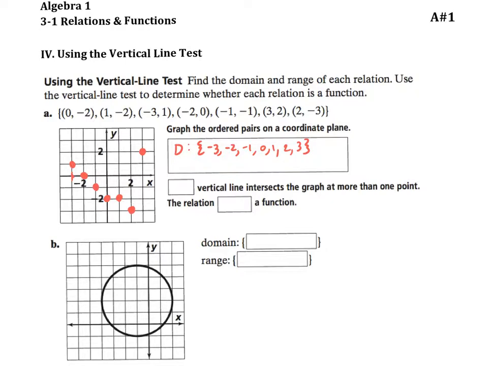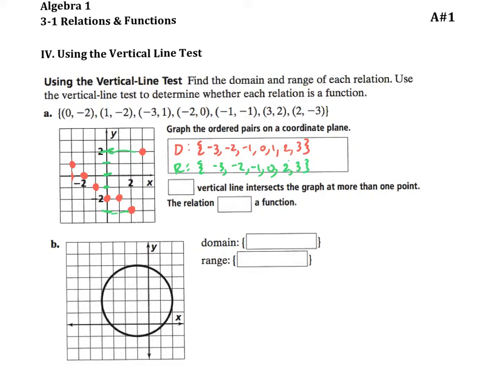Now for the range, we're just going to project this way. So there's a 2 right there. We're going to project here to be a negative 3. So the range, the smallest it gets is negative 3. Then we have a negative 2. Then we have a negative 1. We have a 0. We have a 2 and a 3.